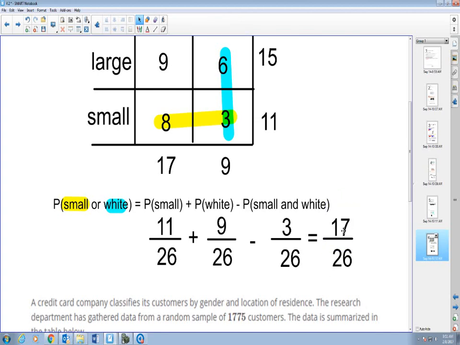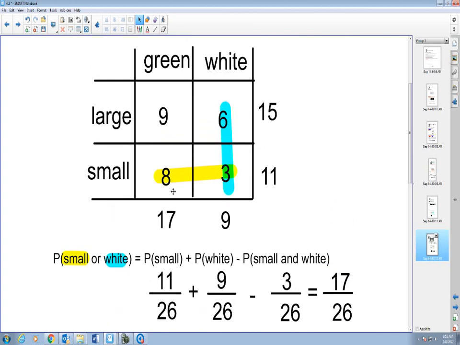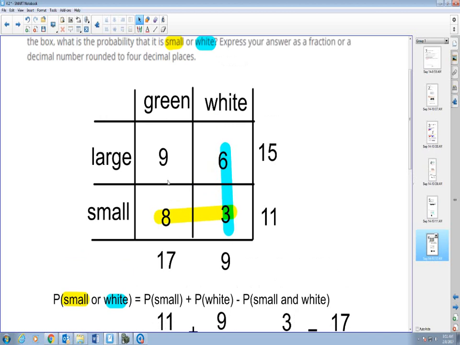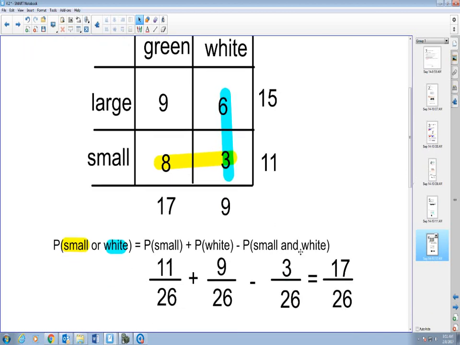So you can do it by the formula, or you can just look at it. You cannot count this twice, only one time. So that's 9 plus 8, 17 out of 26. You can do it that way. I just want to show you the formula one more time.